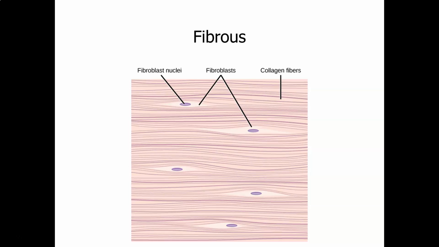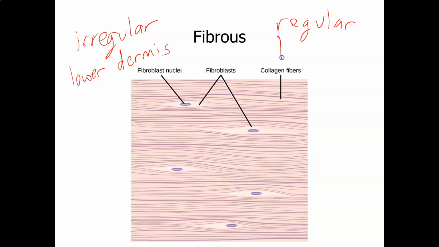In fibrous connective tissue, the fibers are lined up more. Sometimes the fibrous tissue is irregular. We find irregular fibrous connective tissue in the lower level of the dermis of the skin. The dermis is beneath the epidermis, and there are two layers of the dermis, so it's in the lower layer of the dermis. And then tendons and ligaments are regular fibrous connective tissue. Tendons connect muscle to bone, ligaments connect bone to bone.